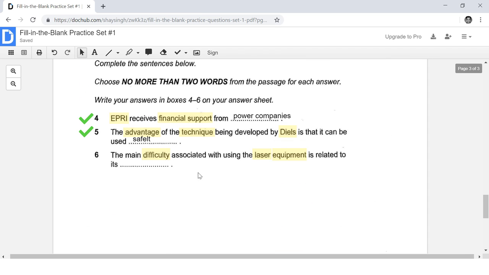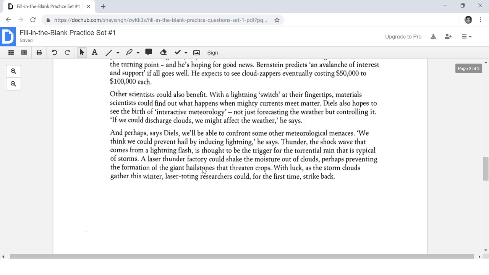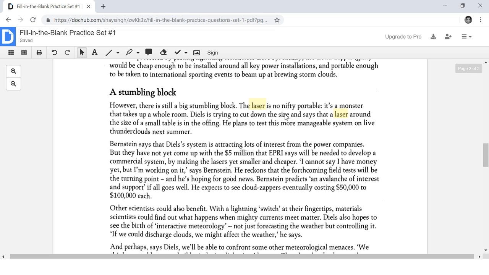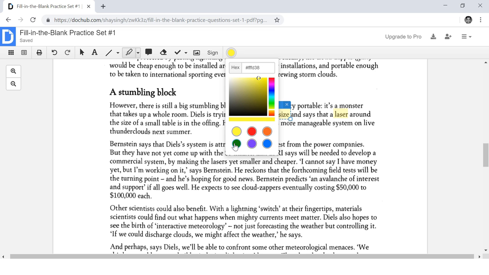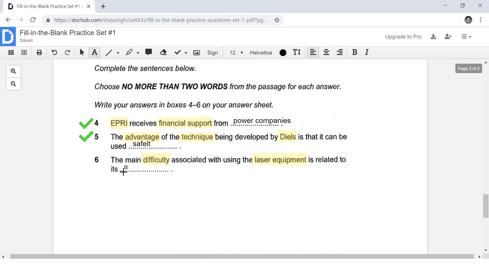So let's go back to our question now. The main difficulty associated with using the laser equipment is related to its, what do you think? Related to its what? Related to the size. Because it's too large, it takes up the whole room. So the main difficulty is to cut down the size. So that's going to be our answer for number 6. Size. We're going to put it in green. And the answer here is size.